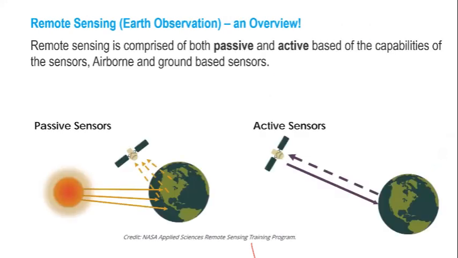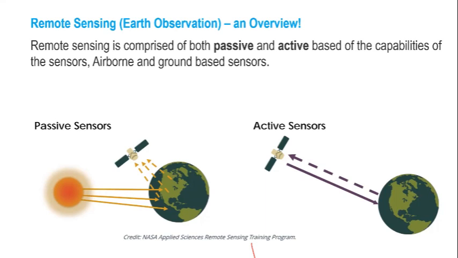So remote sensing is comprised of two categories. We have what we call passive and active remote sensing tools. The difference between the two is that the passive sensors don't have their own energy. They rely on solar illumination. So what happens is the sun illuminates the Earth's surface, and then the Earth responds by reflecting back, and the passive sensors now receive that reflectance from the Earth's surface, and they're able to record that information and produce an image for us.